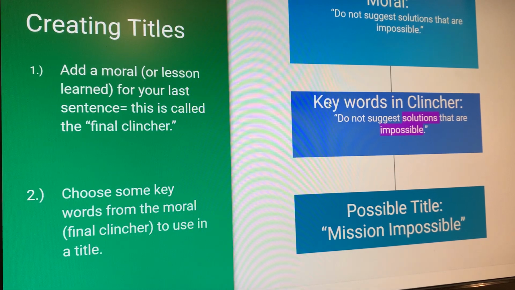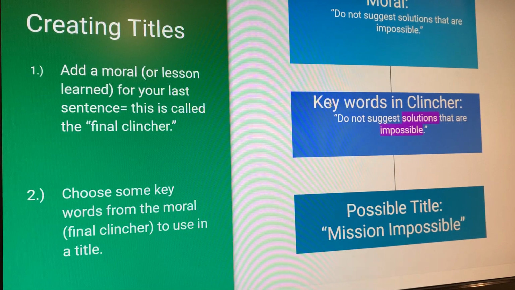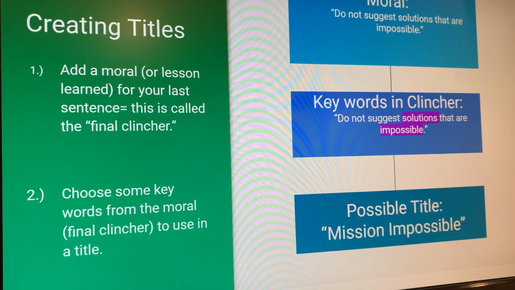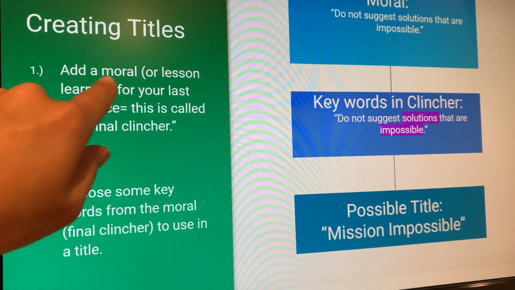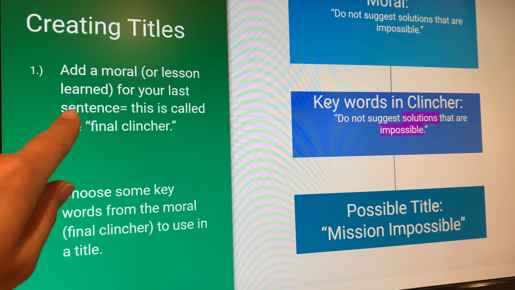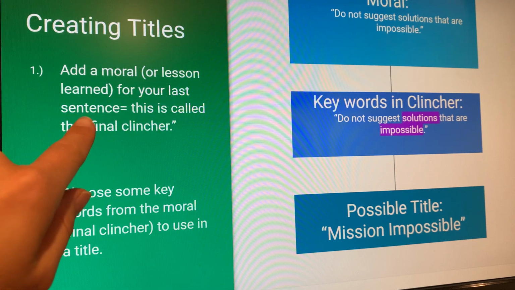Now, in this lesson, you're also going to begin creating titles for your writing. You'll notice on page 22 in your book, their title for their writing was called Belling the Cat. You're going to create your own title with your writing. Now, here's how you create a title. First, step 1, you're going to add a moral, also known as a lesson learned, for your last sentence.